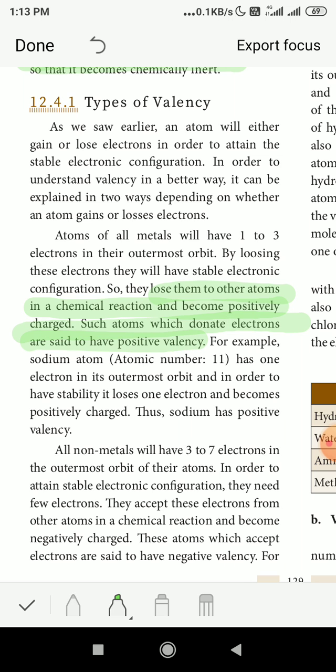For example, the sodium atom, atomic number 11, has one electron in its outermost orbit, and in order to have stability it loses one electron and becomes positively charged.